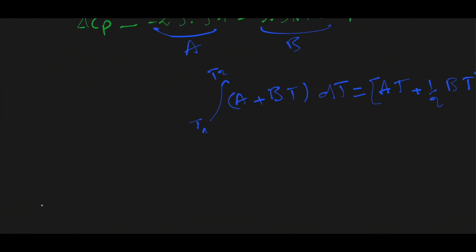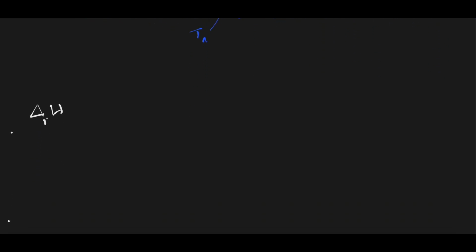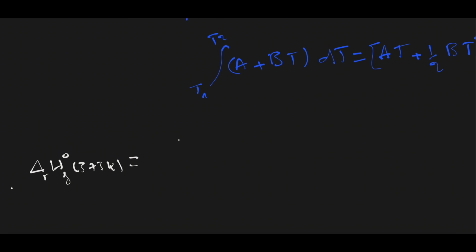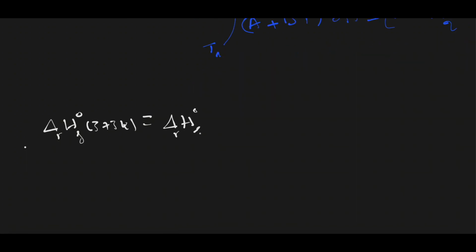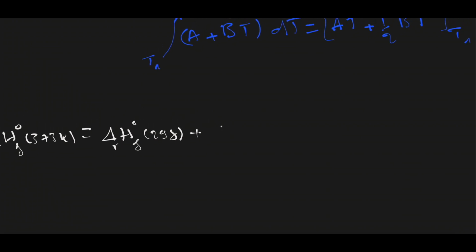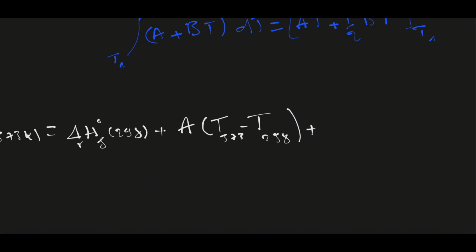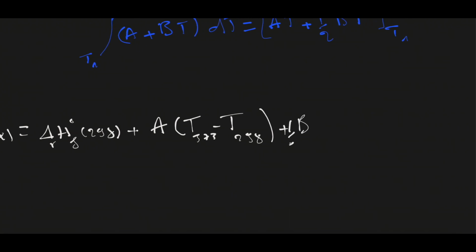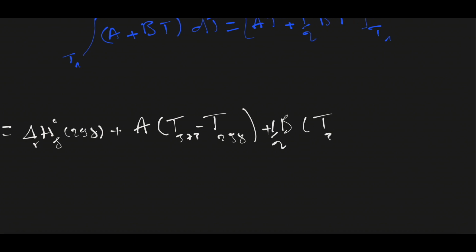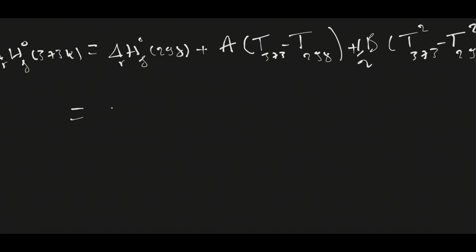So we have here the standard enthalpy of formation at 373 Kelvin, equal to the standard enthalpy of formation at 298 K, plus the value of A times T at 373 minus T at 298, plus 1/2 B, T 373 minus T 298, but both squared. And now we have to plug in the values.